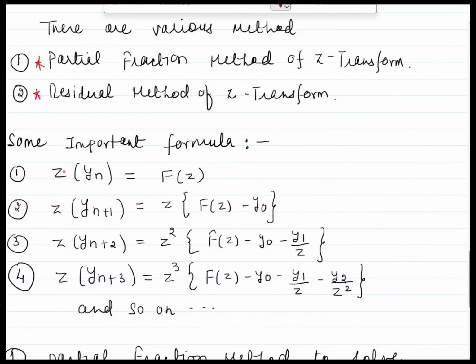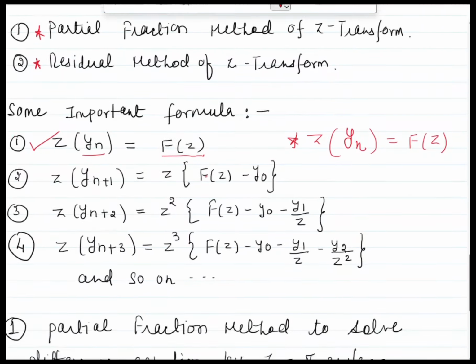To use the partial fraction method, first of all, we have to see some important formulae: how to take the Z transform and what we get after taking it. Suppose you have y_n, meaning y is dependent on the independent variable n. If we want to take the Z transform of it, we simply write the function of z by using the formula. So remember this first point: always Z of y_n can be written as f of z. This is a very important thing.